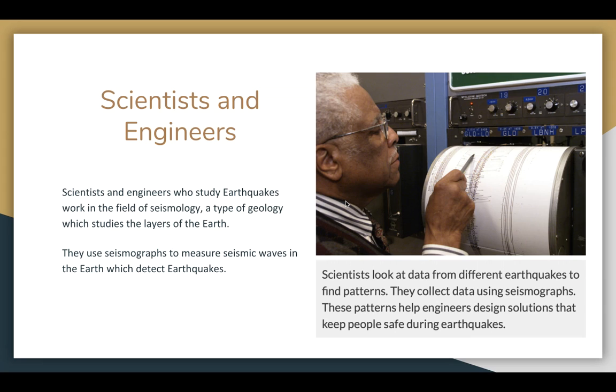All right, so who studies earthquakes and these types of waves? What types of scientists and engineers? These scientists and engineers are called seismologists. So it's in the field of seismology. It's a type of geology that studies the layers of the Earth, and they use seismographs. These are machines that help them measure and detect the seismic waves happening in the Earth and ultimately when an earthquake is happening. So pretty cool. There are specific types of scientists that study this every day, 24 hours a day, all over the world.